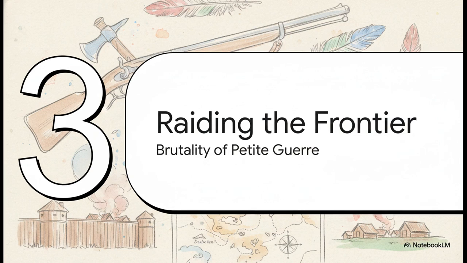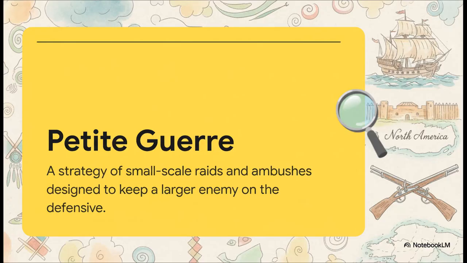All right, let's head north now, to the frontier between New England and New France. Here, the war looked completely different. It was defined by a French strategy of relentless, terrifying raids that they called petite guerre. So you have to understand, New France was massively outnumbered. You're talking about maybe 15,000 people in all of French Canada versus 250,000 English colonists. There was no way they could win a conventional head-to-head war. So they adopted petite guerre, the Little War.